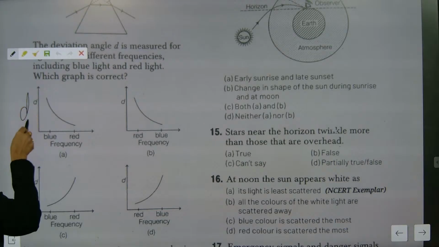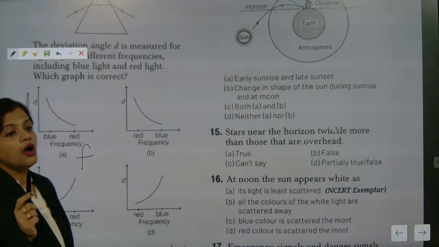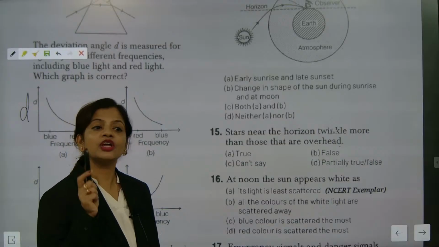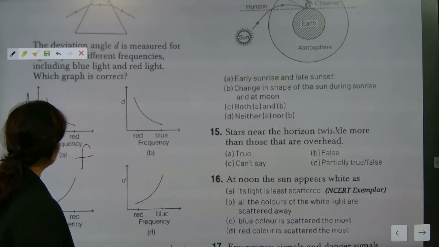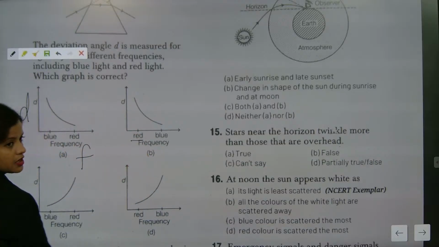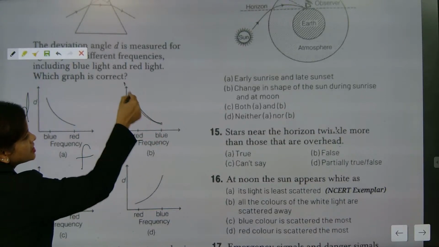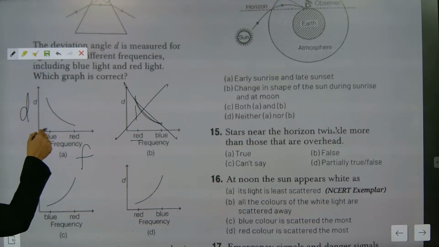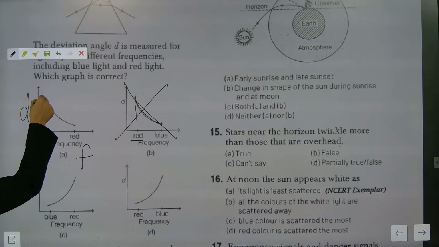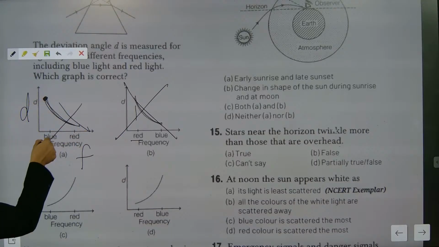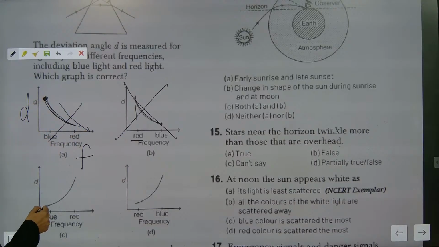This is deviation and this is frequency. When deviation is more, frequency is more. Understood? So here, first is red color. Red color deviation more, frequency less? No. Blue color deviation more, red color deviation more, frequency more and then it is coming down? No. First blue color deviation is more and then red color. So blue color deviation is less, red color deviation is more? No.